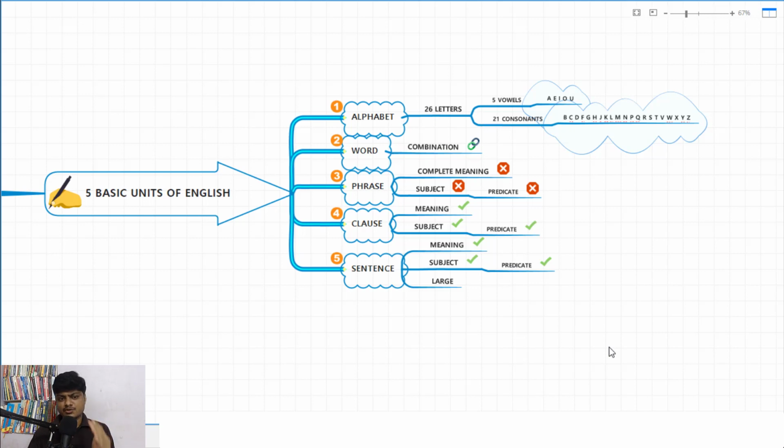The last basic unit is sentence, a group of words which gives complete meaning and has subject and predicate. It is bigger compared to a clause, and a simple sentence is equal to a clause. So that is about the first topic in English grammar, 5 basic units of English.